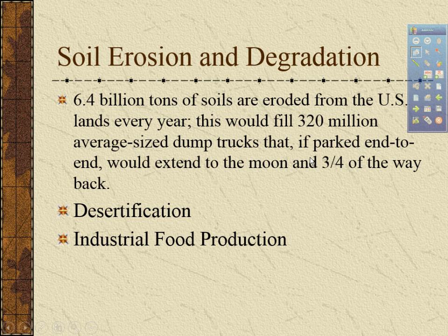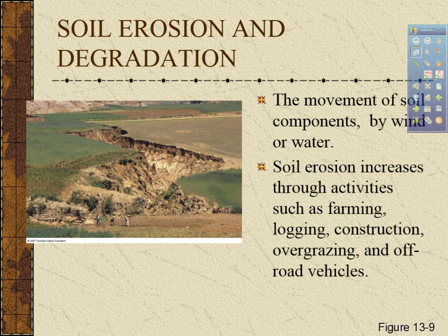And then soil degradation. 6.4, almost 6.5 billion tons of soil is eroded every year. So an absolutely huge amount of soil erosion is happening. Desertification is also a huge problem. Industrial food production is not necessarily eroding, but definitely degrading the current soil that we have. And because it's such a slow renewable resource, replaced so slowly, this becomes a problem.